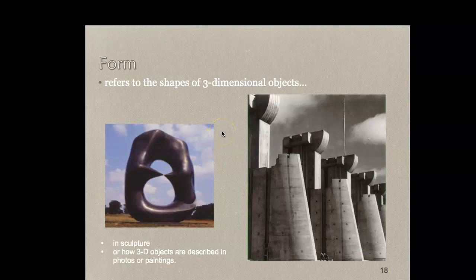Now, form refers to any three-dimensional aspect in our artwork. It can be in sculpture, that's actually three-dimensional. You can kind of walk around it, you can put your hand through it, or just how it appears to be three-dimensional, whether that be a photograph or a drawing or a painting.